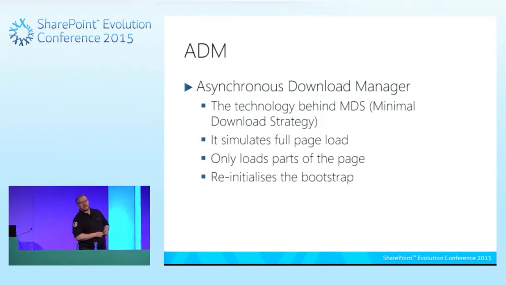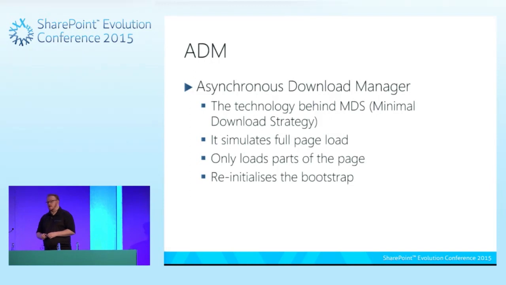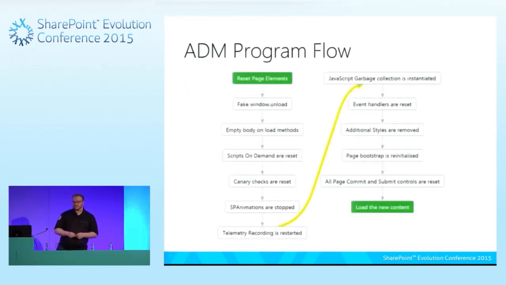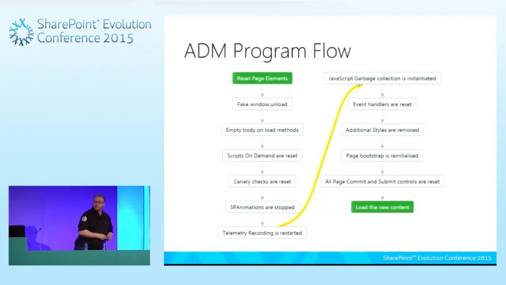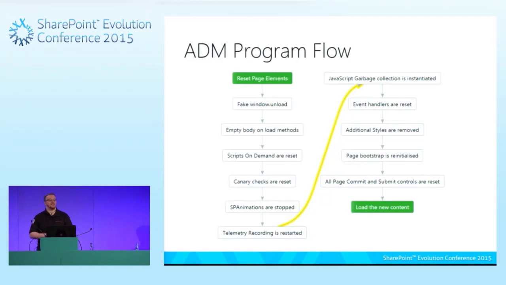How does that page know what to keep and what to throw away? There is quite a complex flow of program behind it. It needs to actually simulate a complete page refresh. So the first thing it does is it resets all the default page elements to blank. It wipes them out. It then fires an event that's hooked into the browser, telling the browser that the page has actually been unloaded and there's nothing there.